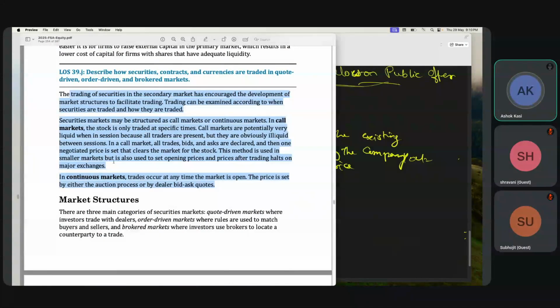Basically, continuous market I'll just tell you shortly. Continuous market means you can continuously buy and sell when the market is open, like from 9:15 to 3:30 you can continuously buy and sell. Okay, that is continuous market. Call market means only at specific times it will be traded. I have not seen it anywhere as such, maybe in some underdeveloped countries, but otherwise it is all continuous market only. Trades occur at any time when the market is open.